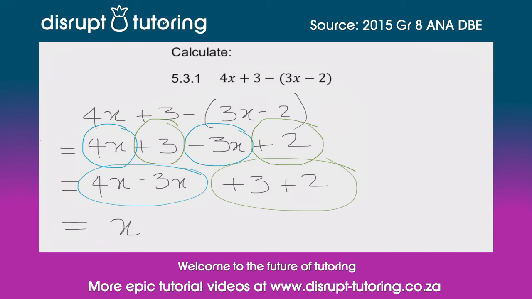And then to deal with our green circle, we've got plus 3 plus 2, which is going to be plus 5. And all we need to do is write plus 5 over there. And guys, that's it. We can't simplify any further because we've got two unlike terms. And because we've worked through this so nice and slowly, there's no way we can make a silly mistake.